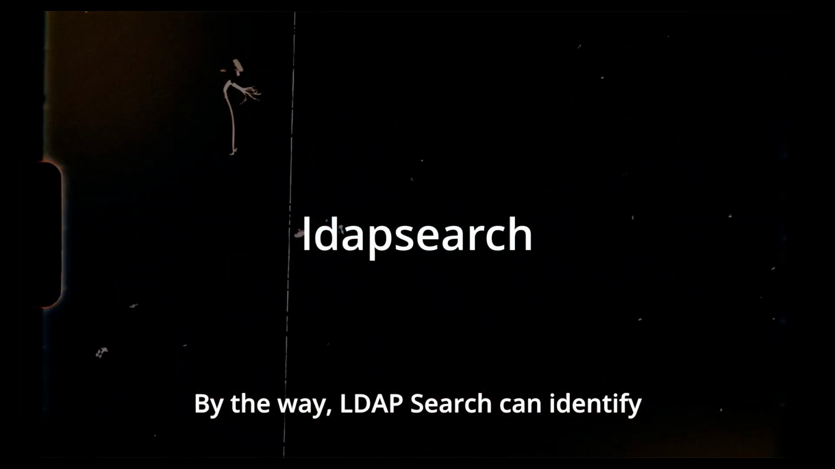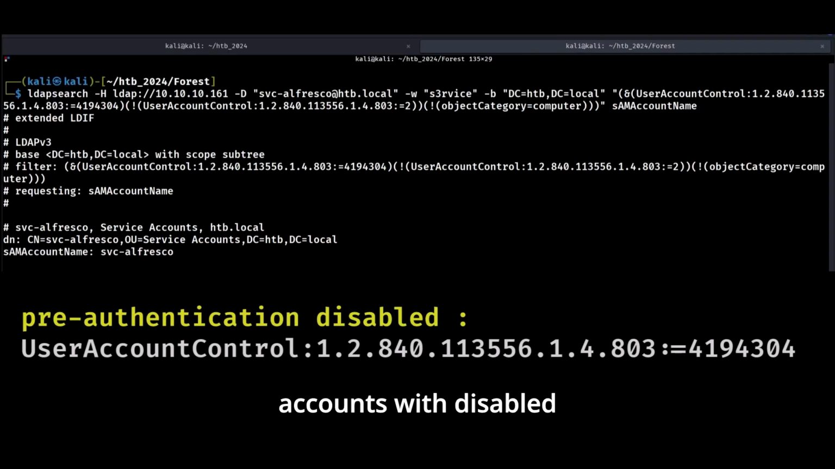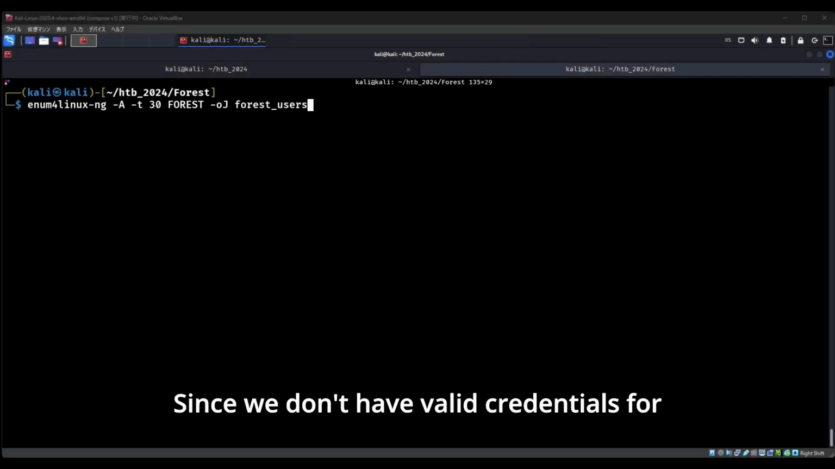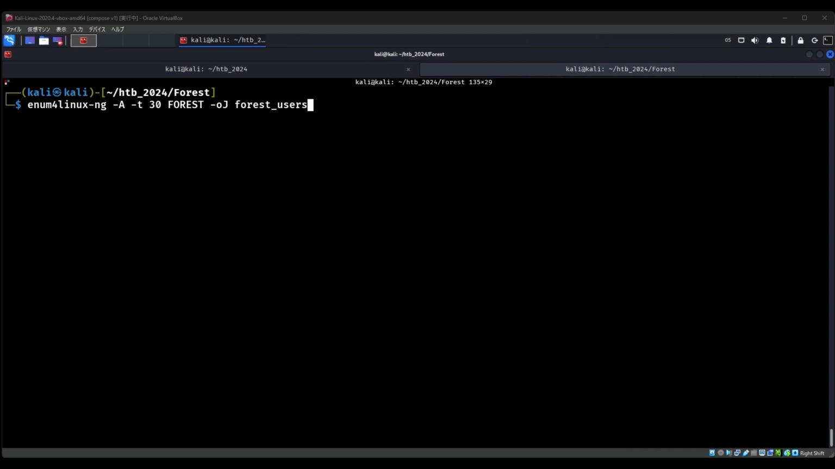By the way, ldapsearch can identify accounts with disabled Kerberos pre-authentication, but only when you have valid credentials. I mean, at least in this environment. I'm not sure if it's possible with anonymous bind. Since we don't have valid credentials for LDAP at this moment, let's try another approach.